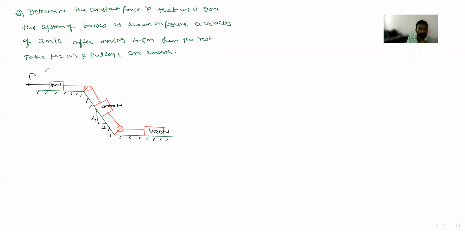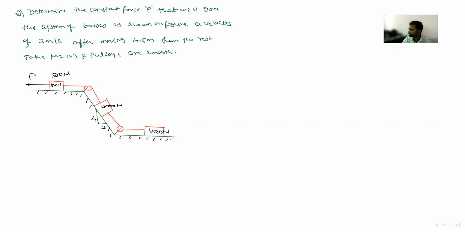So this is the 500 Newton body, this is 2000, this is 1000 Newton. Determine the constant force P that will give the system of bodies a velocity of 3 meter per second after moving 4.5 meter. From rest, initial velocity is 0, final velocity is 3 meter per second. Distance is given as 4.5.